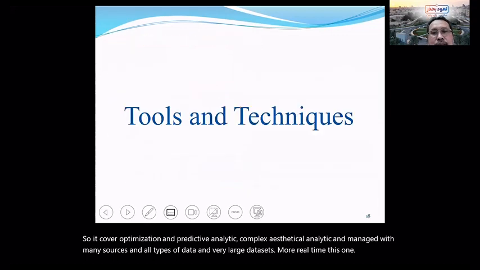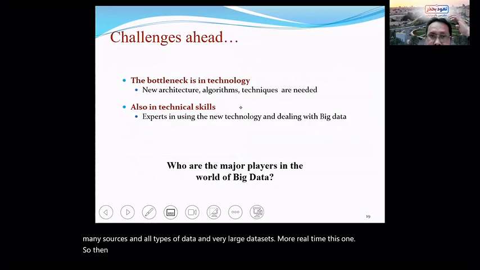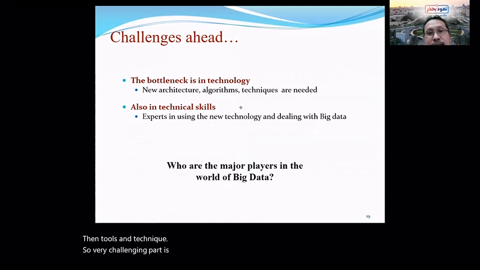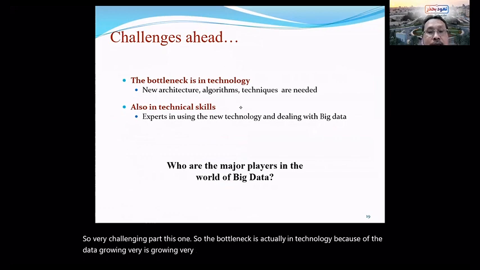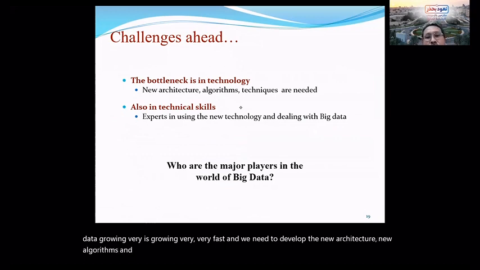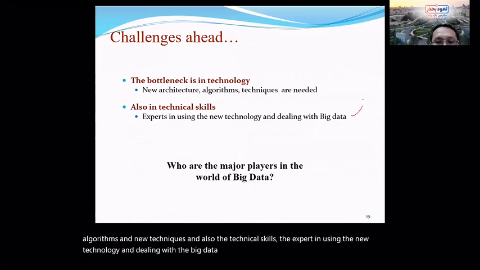Okay, so then tools and techniques. This is a very challenging part. The bottleneck is actually in technology because the data is growing very fast, and we need to develop new architecture, new algorithms, and new techniques. Also the technical skills: the expertise in using new technology and dealing with big data needs to be improved.